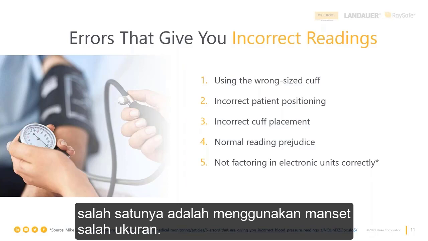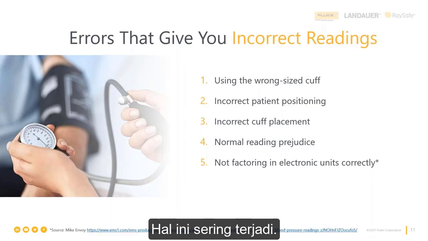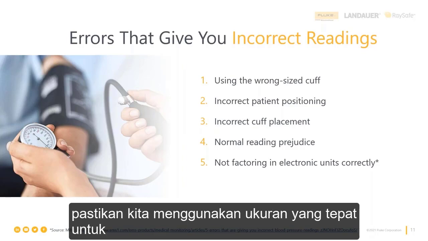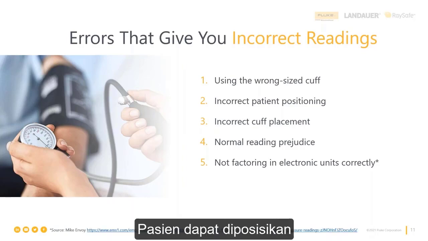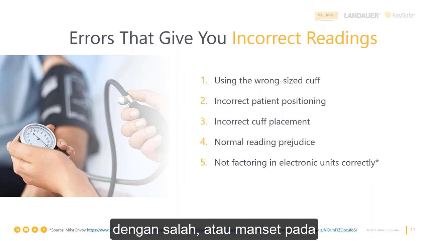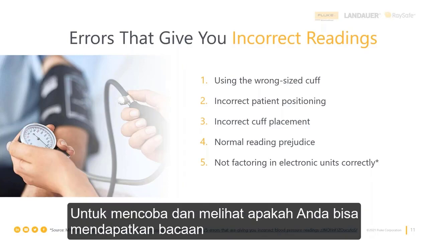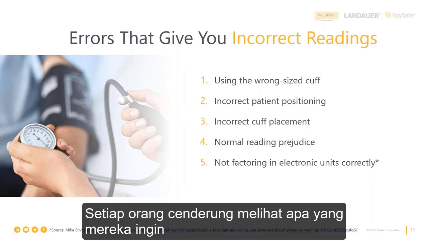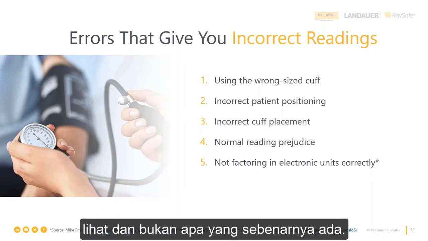One is using the wrong sized cuff. This can happen frequently. There are different sized cuffs, and we have to make sure we use the right size for the right patient. The patient or the cuff can be positioned incorrectly. Those are two things you can help troubleshoot from the Biomed shop to see if you can get a better reading. And then there's a normal reading prejudice, right? Everyone tends to see what they want to see and not what's actually there.